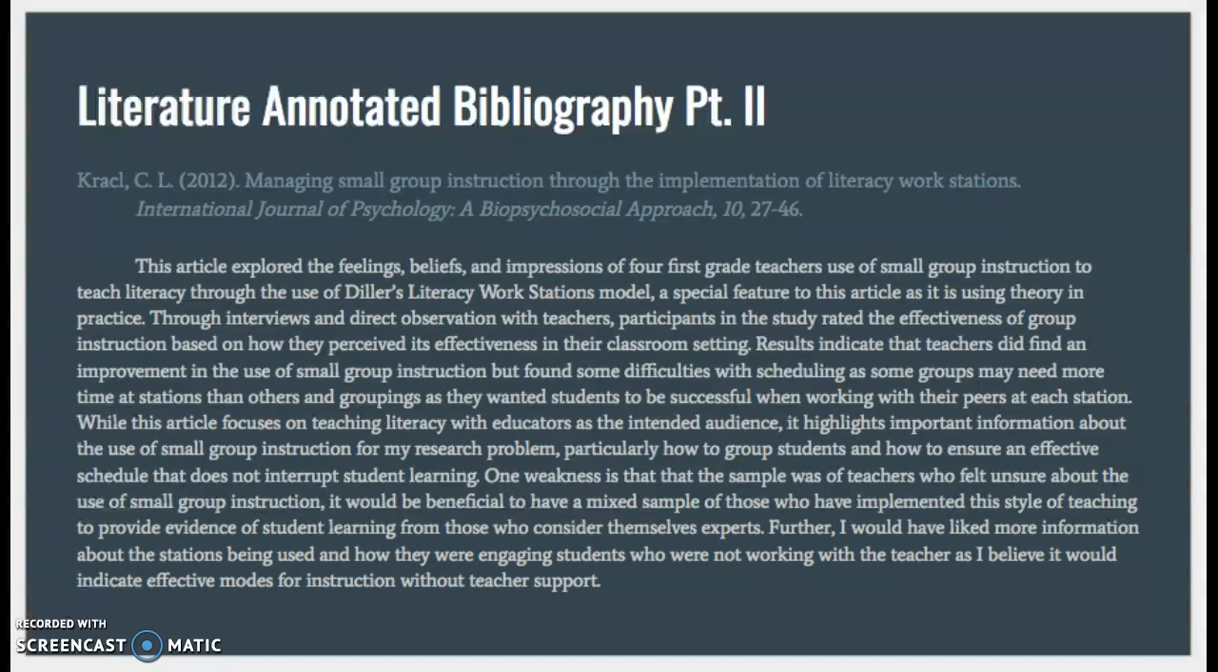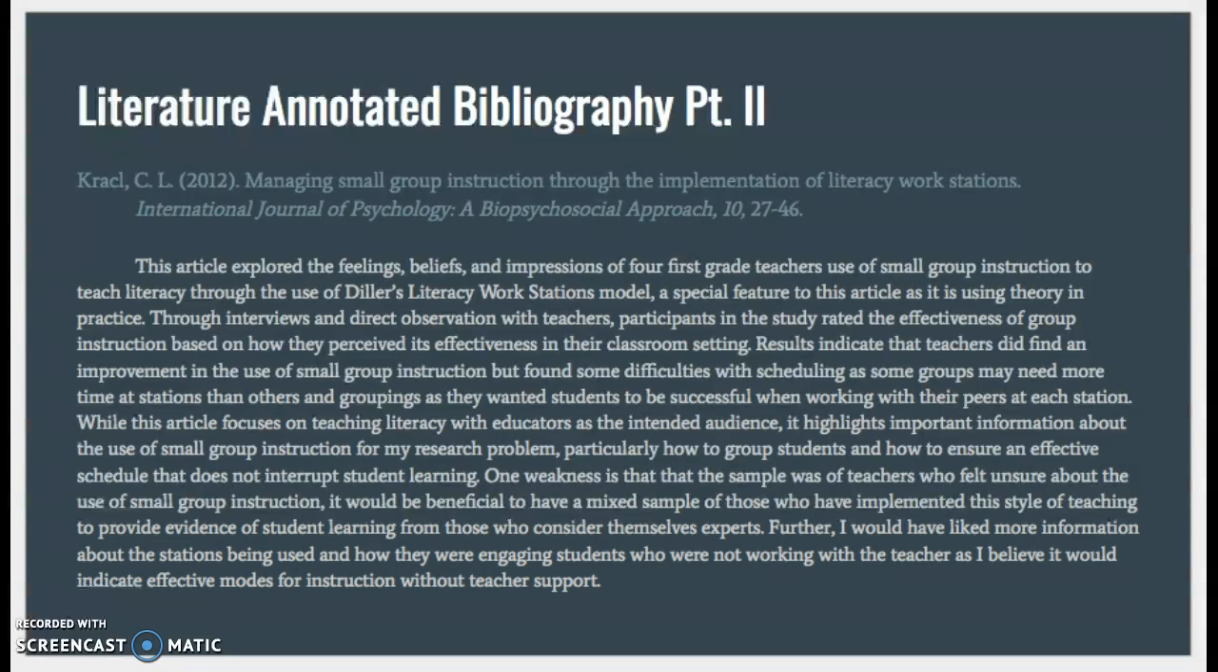So this study focused on how to teach literacy through Diller's literacy workstation model. So a special feature to this article was that it used theory and practice. So I really like that. And again, although it's more directed at literacy, all of this stuff can be used cross-curricularly, and it provides a good overview to help point me in the direction that I need to go in the future.